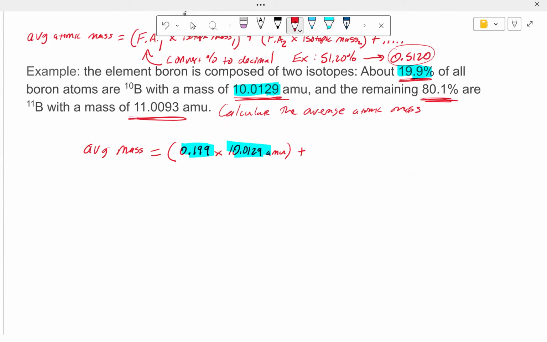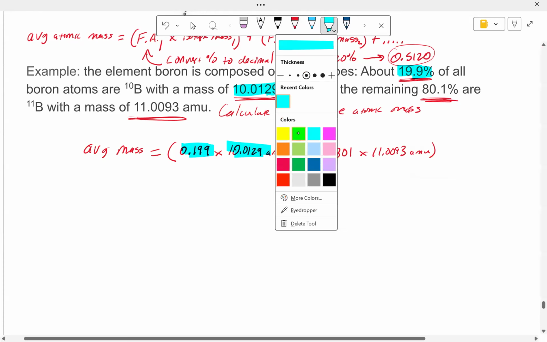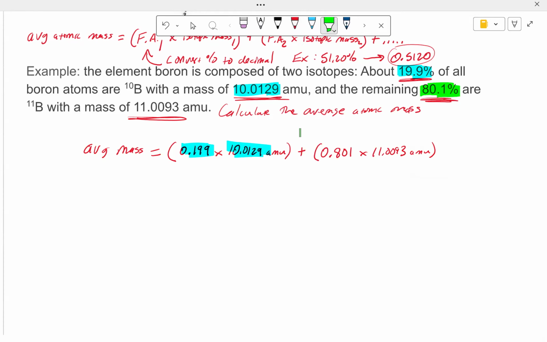Now I'm going to add that to all of the data of the second isotope. So I'll convert that percent to a decimal and then multiply by the atomic mass. So that 80.1% is this value converted. And then I'm just taking that 11.0093 and putting it right there in the formula.